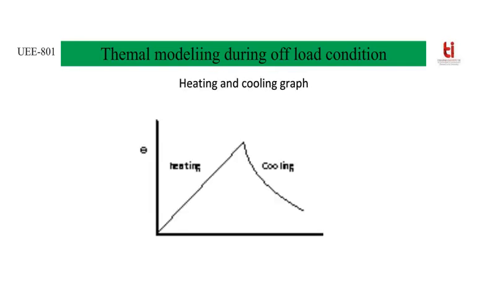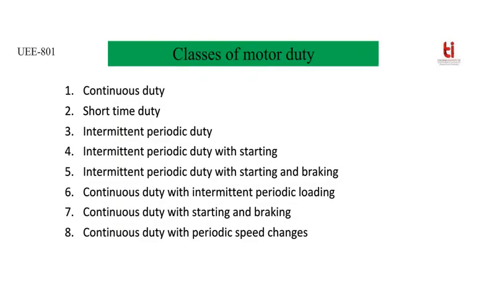Here a graph is plotted during onload and offload condition. When the machine is loaded, its temperature will keep on increasing. Here a linear graph is plotted. It may be an exponentially increasing graph during heating conditions. Similarly, during cooling conditions, the temperature of the machine will keep on decreasing. So it may decrease linearly or exponentially to the steady state temperature.